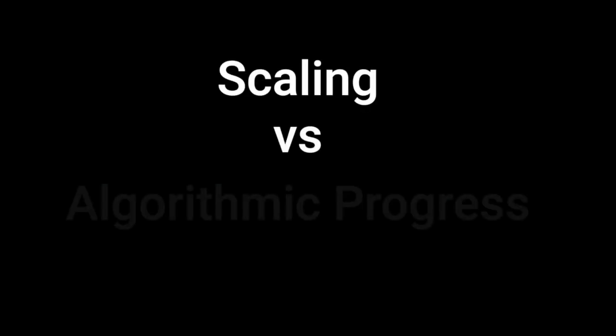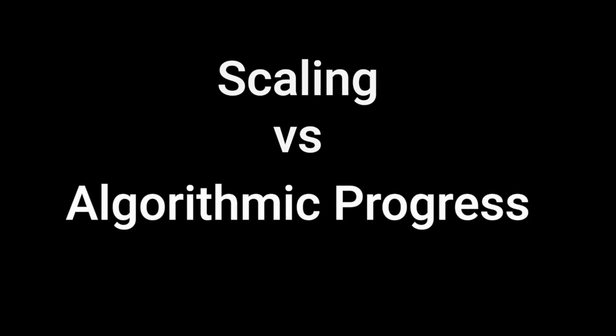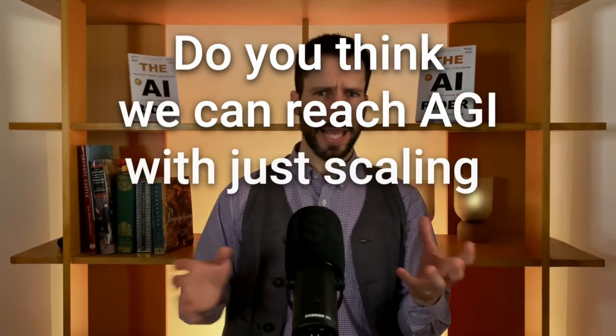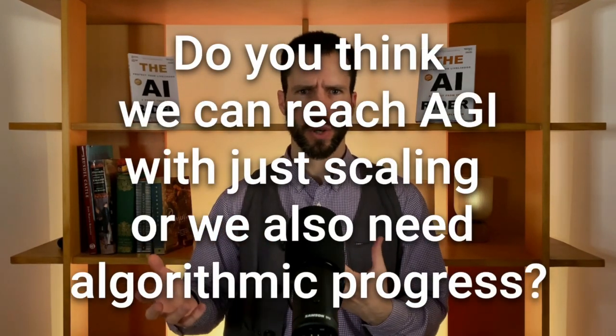Scaling versus algorithmic progress. But is it necessary to make progress in the three ingredients in order to make LLMs smarter? Or is it enough to improve just one or two of them to make LLMs more intelligent? The answer is yes, it is enough. And here is where another important AI buzzword comes in: scaling. You will hear all the time journalists asking AI experts, do you think we can reach AGI with just scaling, or we also need algorithmic progress?